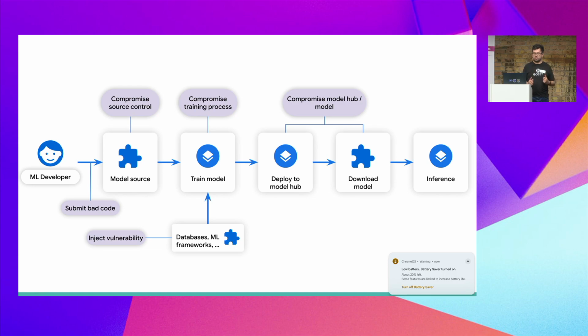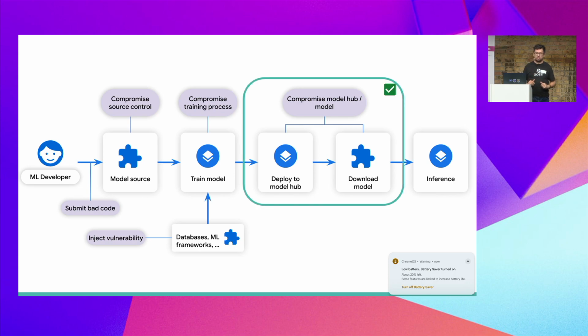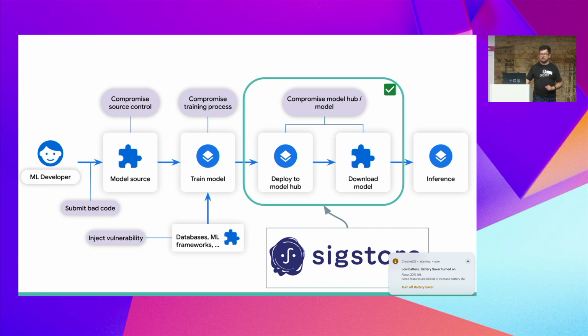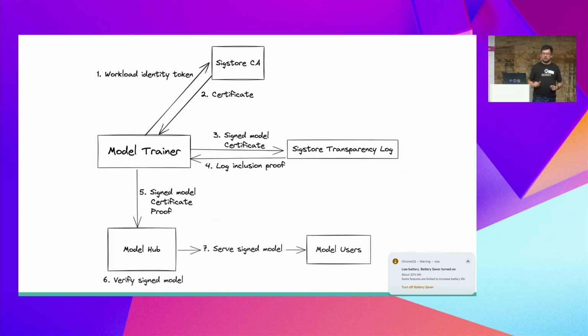In traditional software, the first thing we try to secure is tampering after the build. So let's try to protect this part. So let's say the model has been already trained, has been deployed to the model hub, and now we want to prevent tampering here. We have a solution in traditional software, and that is called Sigstore. And we can use that here too. So basically what we do with Sigstore, let's say I am the model trainer.